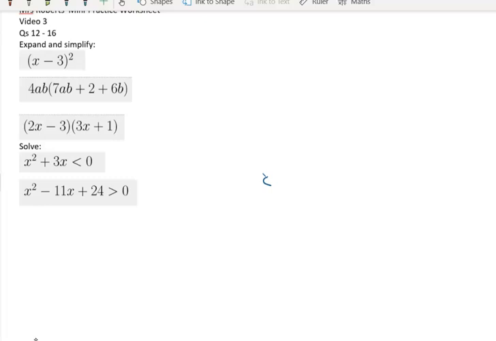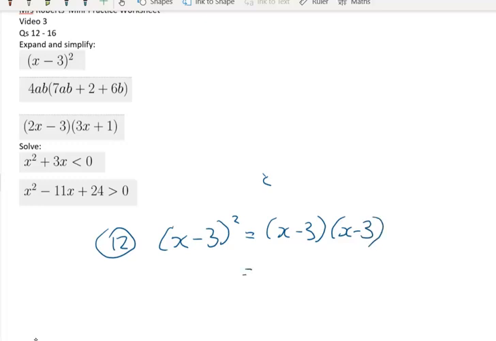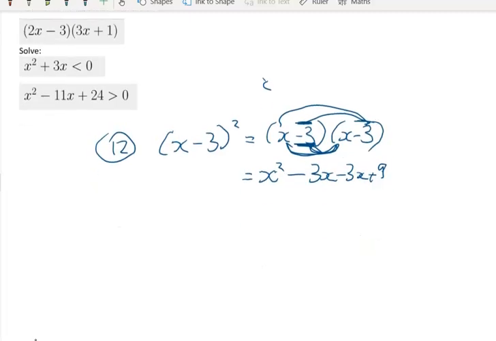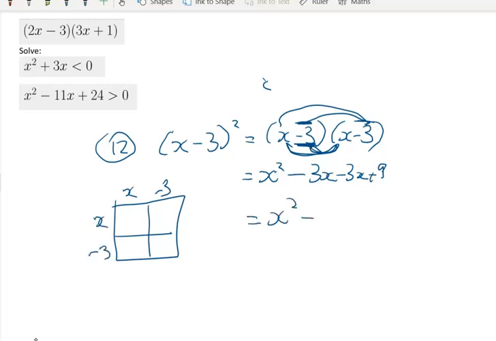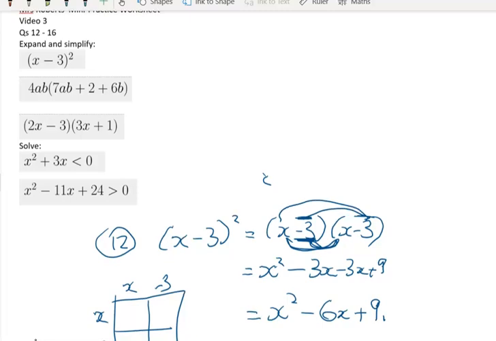So I'm trying to see what question we're up to. In here, I think this is question 12. So x minus 3 squared is equal to x minus 3 times x minus 3, which is x squared minus 3x minus 3x plus 9, right? So doing it like this, remember to take the negative sign with you, and then here, and then this one times this one. Or if you prefer, you can plonk it into our grid method that we had at the start, and you can do it like that. Either way, we should get x squared minus 6x plus 9. Okay, that's the first one done.